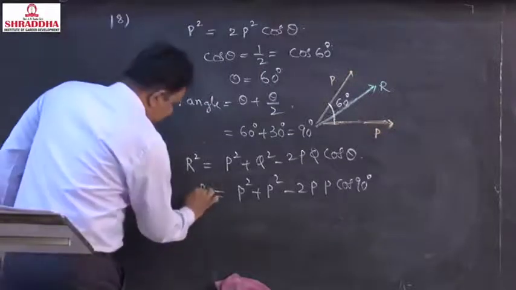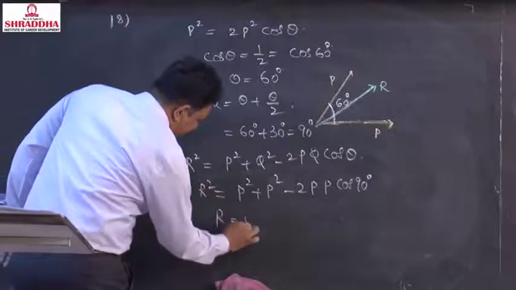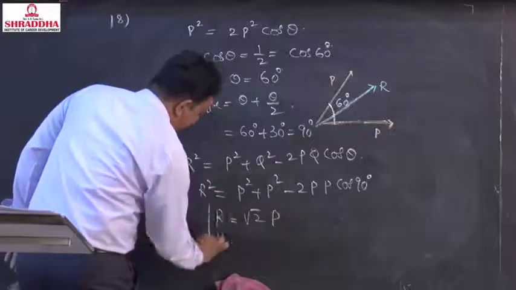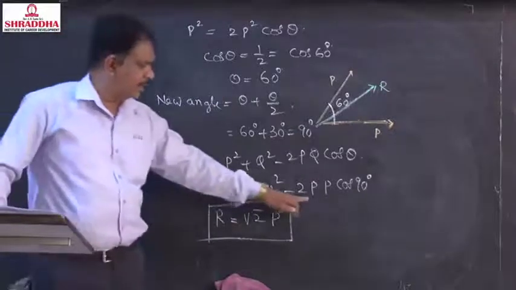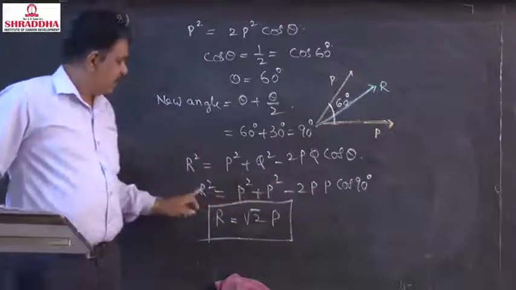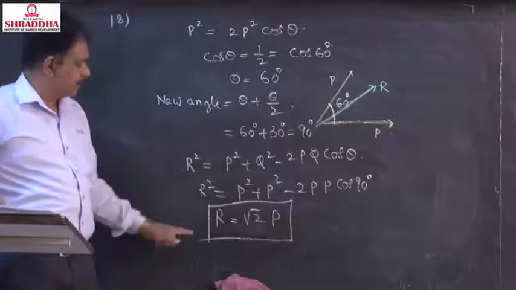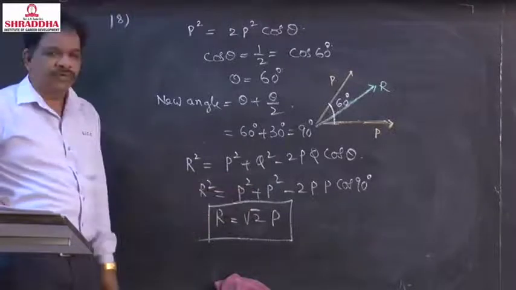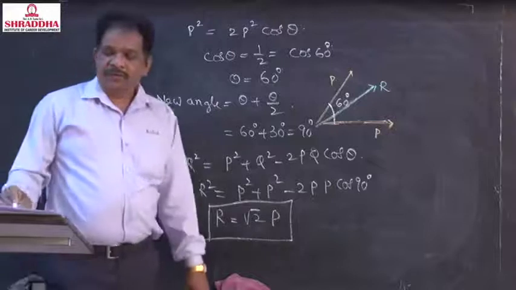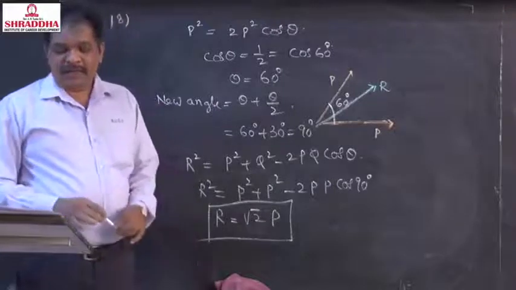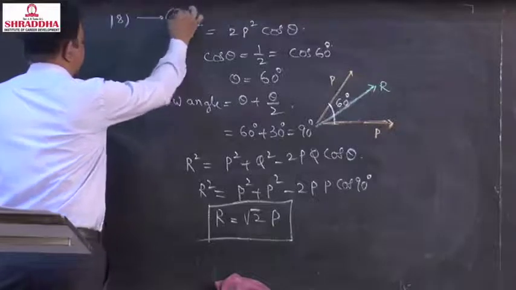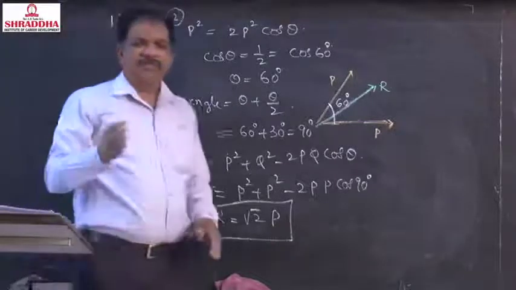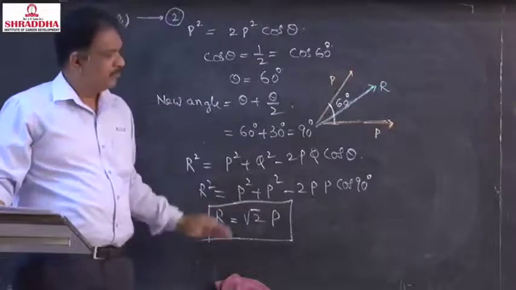So R square is equal to 2P square. R is equal to root 2P. This value becomes 0. Then R square is equal to 2P square. Then R is equal to root 2 into P. So we will get the answer for question 18. It will be the second option. Clear? Just simple mathematical problems only.